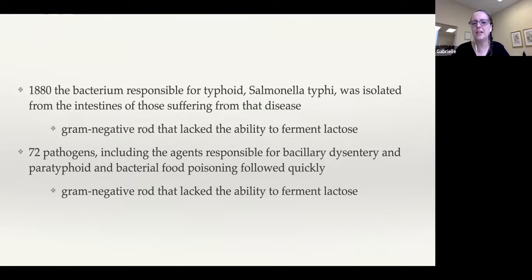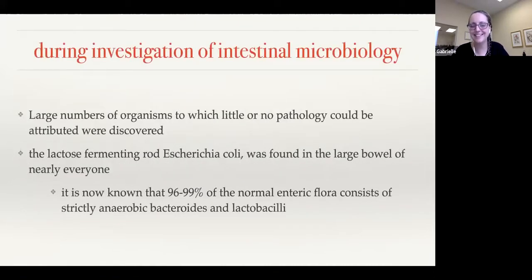So, for example, the typhoid bacterium Salmonella typhi was isolated from the intestines of those suffering from that disease. And those particular bacteria were gram-negative rods that lacked the ability to ferment lactose. Following that, 72 other pathogens, including the agents responsible for bacillary dysentery and paratyphoid and bacterial food poisoning, were also identified. And those too were gram-negative rod-shaped bacteria that lacked the ability to ferment lactose.